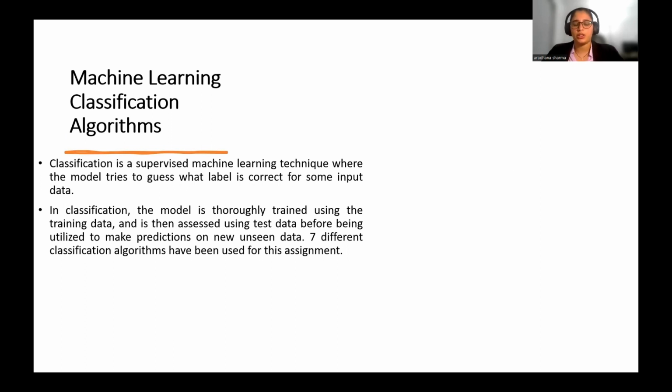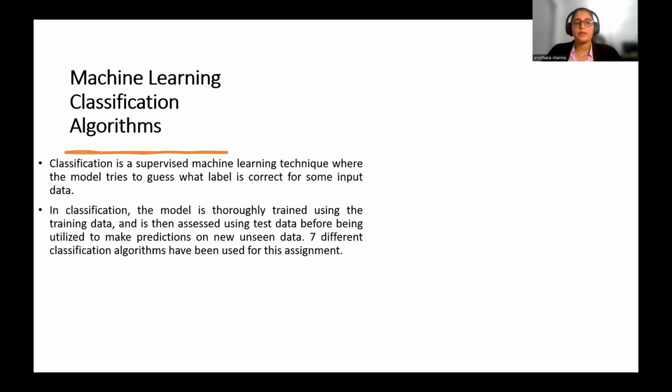Machine learning classification algorithms. Classification is a supervised machine learning technique where the model tries to guess what label is correct for some input data. In classification, the model is thoroughly trained using the training data and is then assessed using test data before being utilized to make predictions on new unseen data.